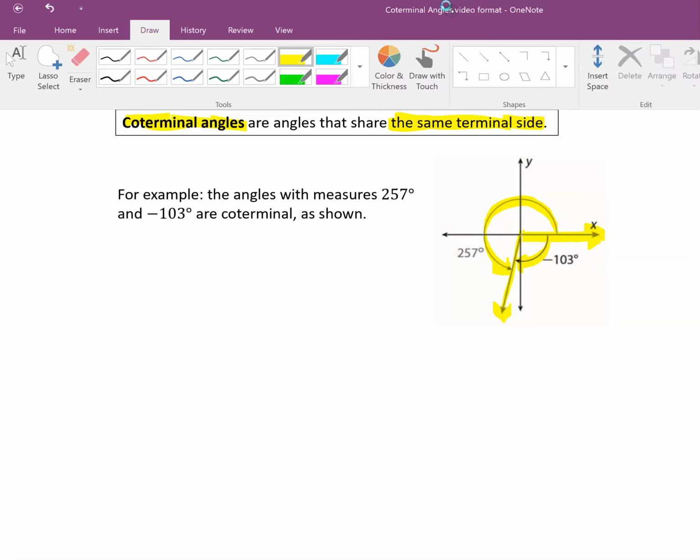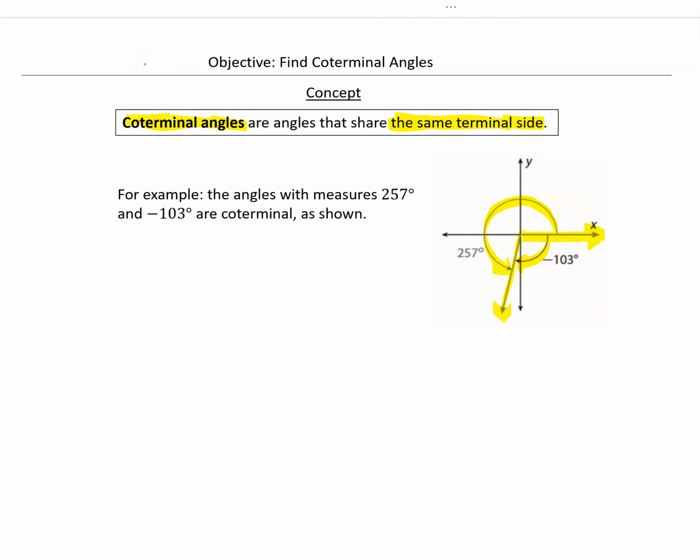We can also create an infinite number of coterminal angles by doing more than one revolution. So let's say I start here. Here's my 257. If I add another 360, I'm going to get another coterminal angle to 257 and negative 103 that has the measure of 257 plus 360 degrees, which would make it 617 degrees.